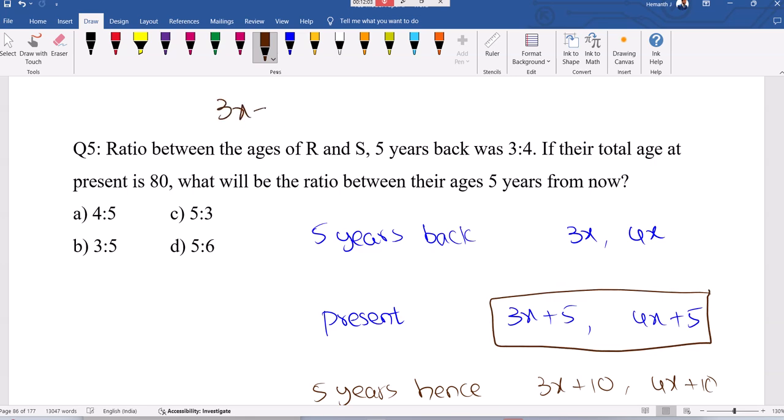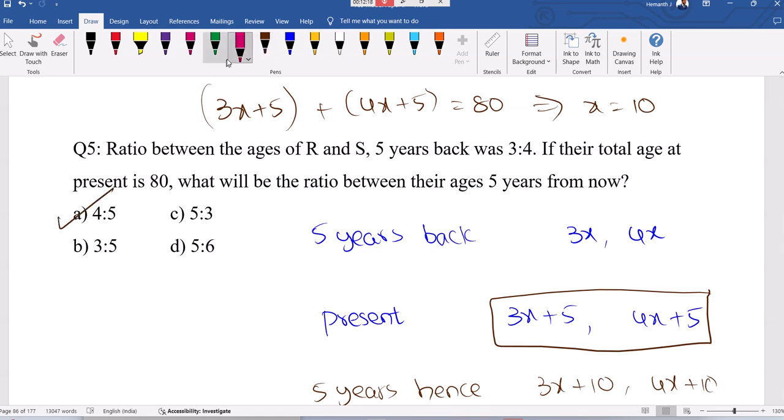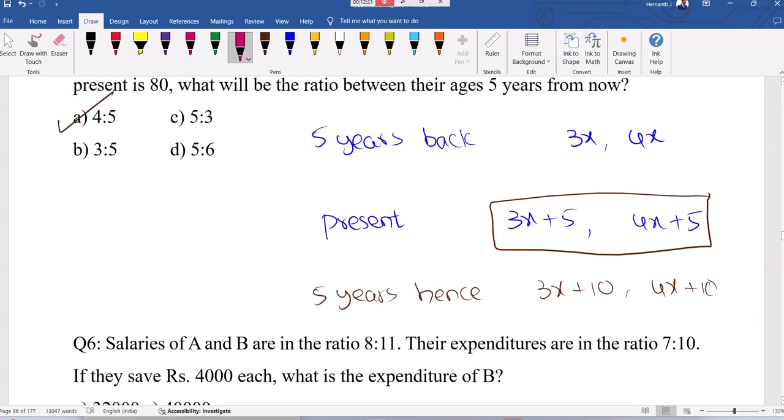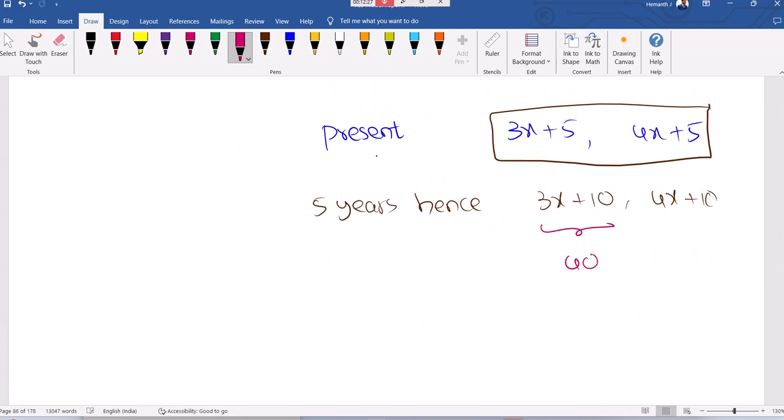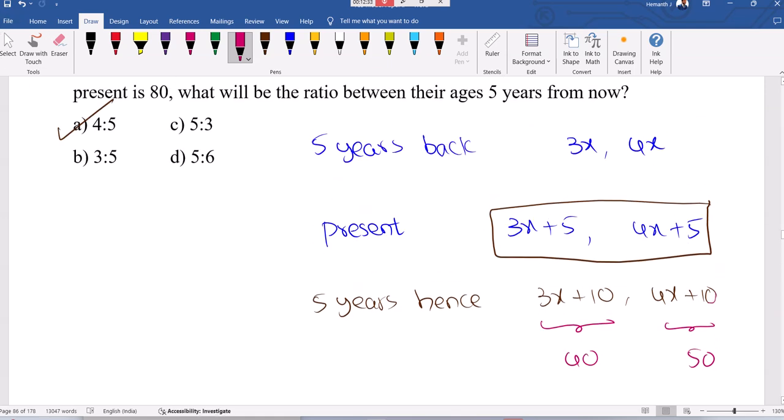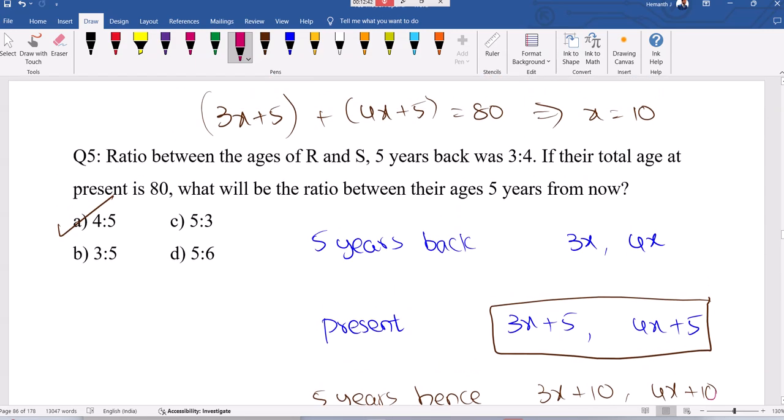The sum of their present ages is 80. Why, sir? Because 3x plus 5 and 4x plus 5, adding, should equal 80, the present age. So we got 7x equal to 70, x equal to 10. So 5 years from now, it's 4:5, because when x is 10, this is 40 and this is 50. 40 and 50 is nothing but the 4:5 ratio. From the sum we can calculate the x value. Ages involving ratios.